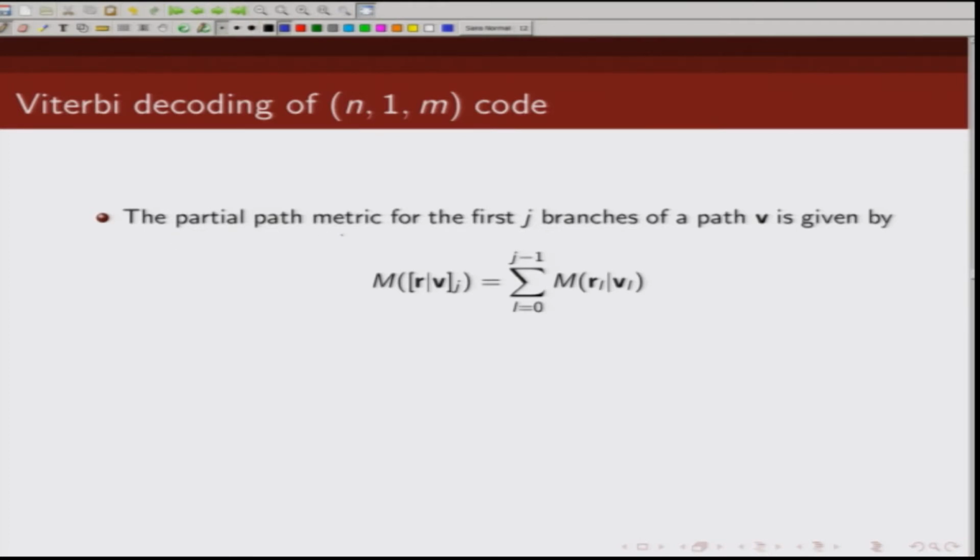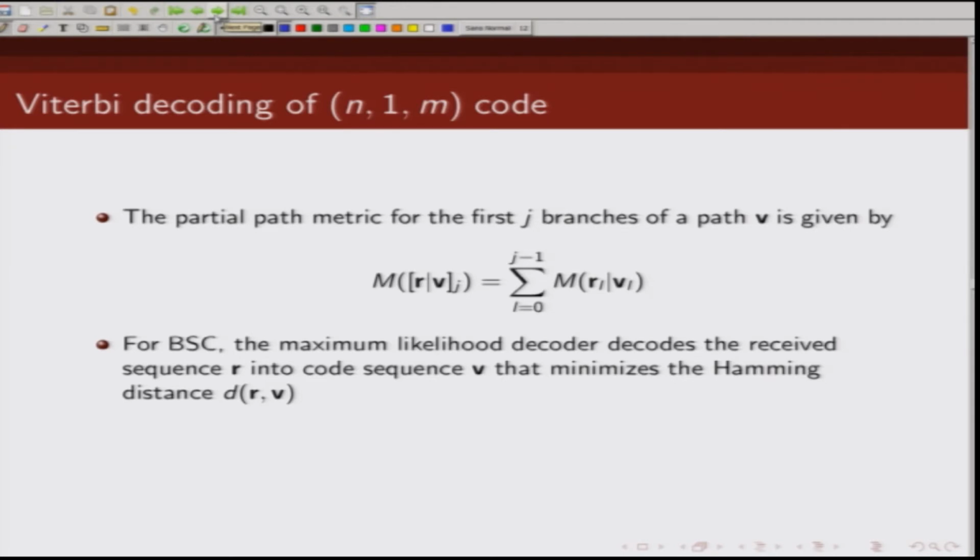Similarly, we can define a partial path metric up to the jth branch of a path V as the summation of branch metrics up to the jth branch. So, this is the path metric computed from 0 to j minus 1. This is what we define as the partial path metric.